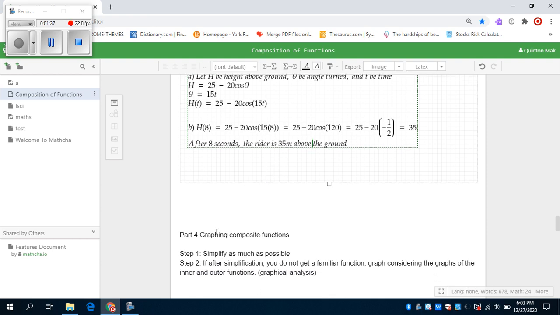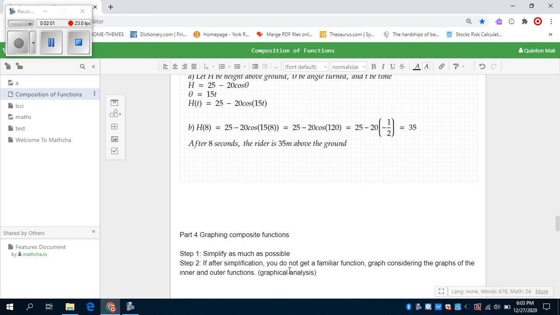Last thing is graphing composite functions. There are 2 steps to approach this. First step is to simplify the function as much as possible, because if you end up getting a familiar function, a function that you've learned before, then you'll have the tools you need to graph it.